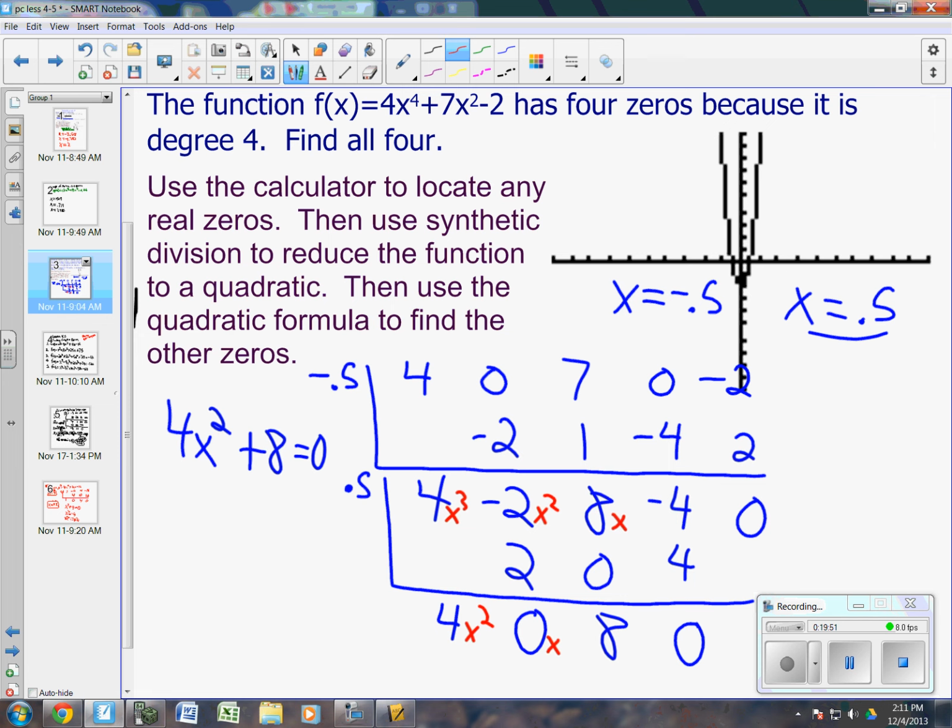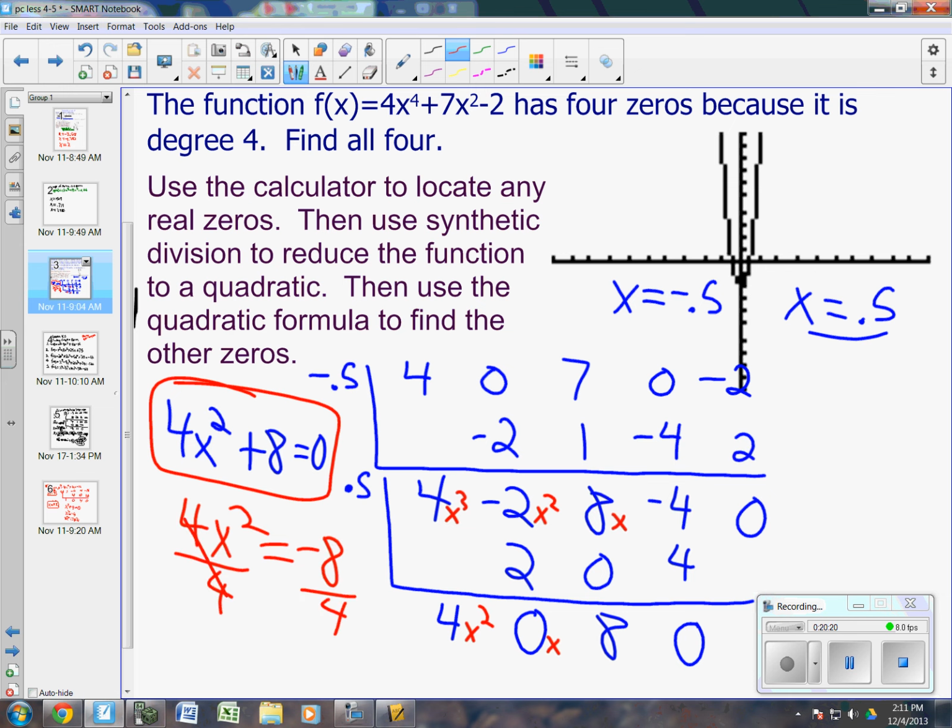Got it? Now, I have to solve this right here. Once I solve that, I have my 2 imaginary zeros. The nice thing about this one is I don't have to use a quadratic formula because I'm missing the middle term, the x term. The coefficient was 0. So this one, I can just get x by itself. So what am I going to do to solve this, get x by itself? Minus 8. So 4x squared equals negative 8. Then what am I going to do? Divide by 4. Before you take the square root, you divide by 4. That gives me x squared equals negative 8 divided by 4 is negative 2.